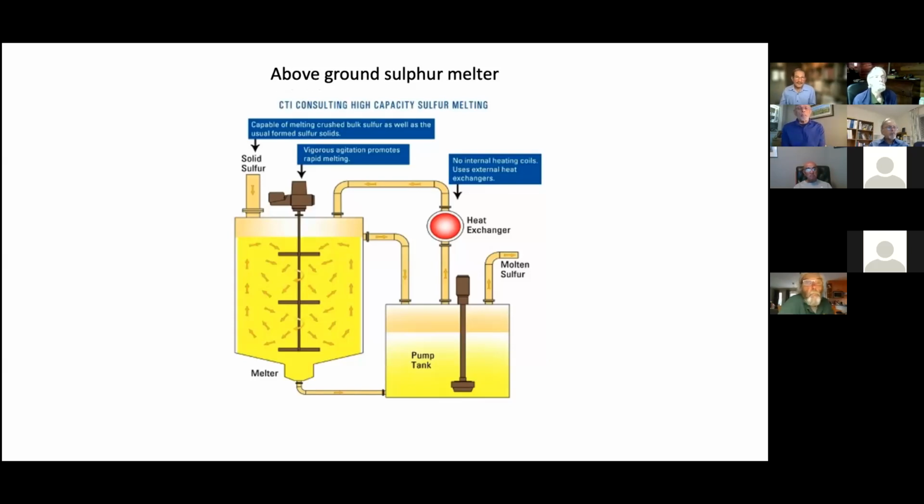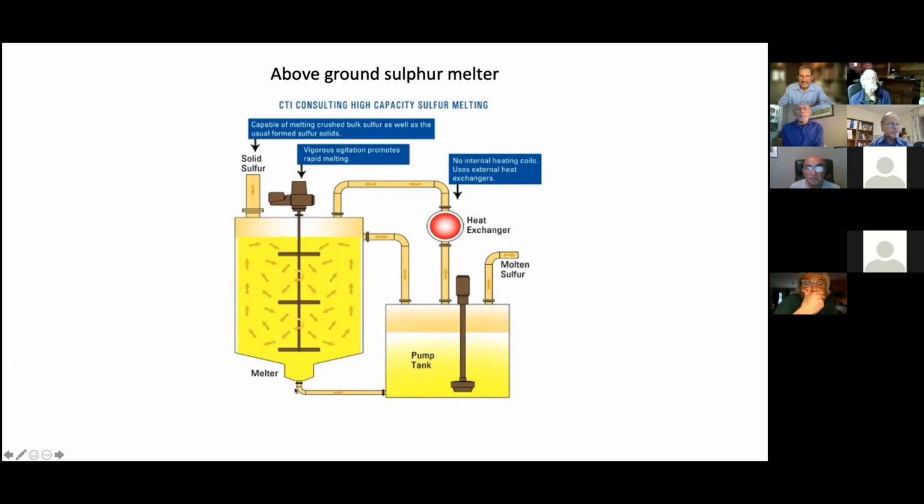This is an above ground sulfur melter where you use an agitator and a jacket. See here, you don't have any heating coils right in the sulfur. You have a jacket around this vessel, and you have an agitator to make sure everything is agitating. Your solid sulfur comes in, and it goes into this pump tank here, where it's pumped through a heat exchanger and back into this. So you're providing the agitation, and through the heat exchanger, you're heating the sulfur. So this is an efficient way of heating. And then you pump your throughput out of here. This can be a fairly high recirculation rate.